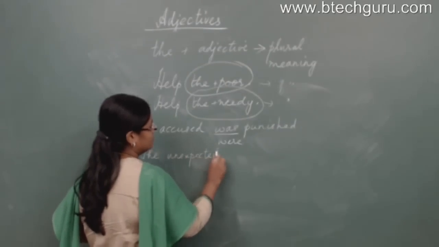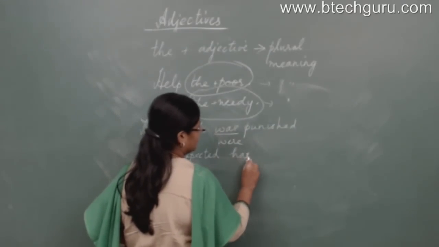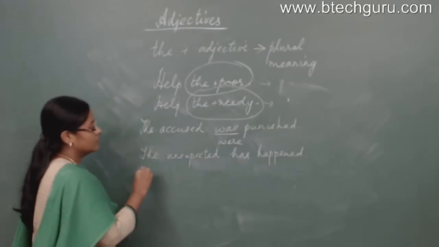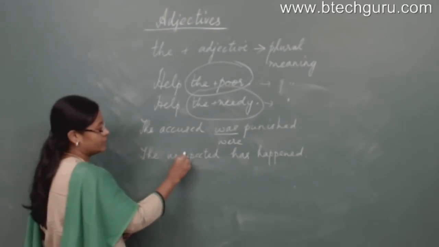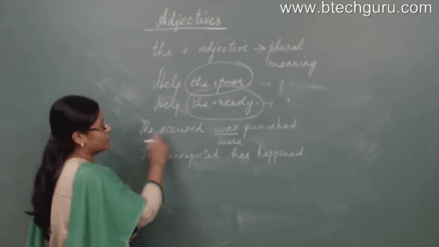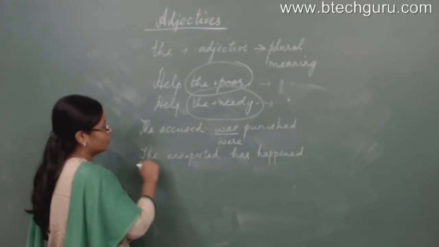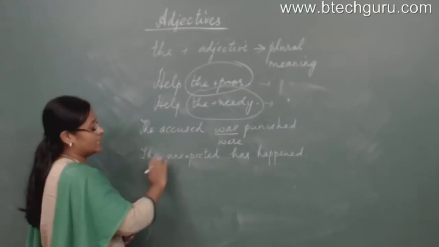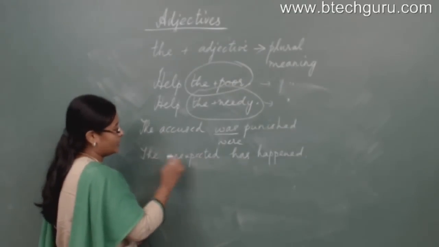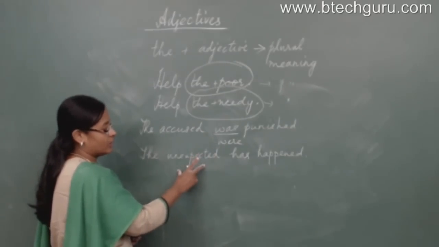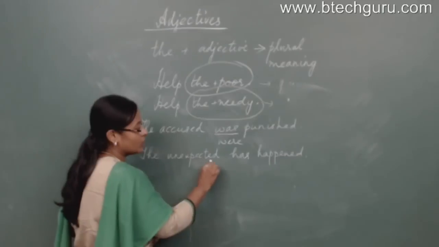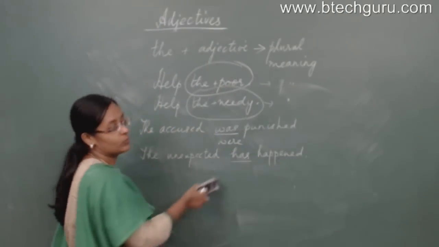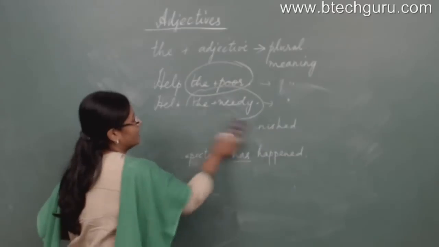The unexpected has happened. Again, you see, the plus the adjective stands for a noun. We don't even mention the noun here. You don't say the accused person. You don't say the unexpected event. It's okay to say, it's correct. But this is also correct, the unexpected event. Instead of that, you just stop with the unexpected. It's okay. But here you know it is a singular noun because of this verb has. So it can mean both a plural as well as a singular noun. The plus the adjective.